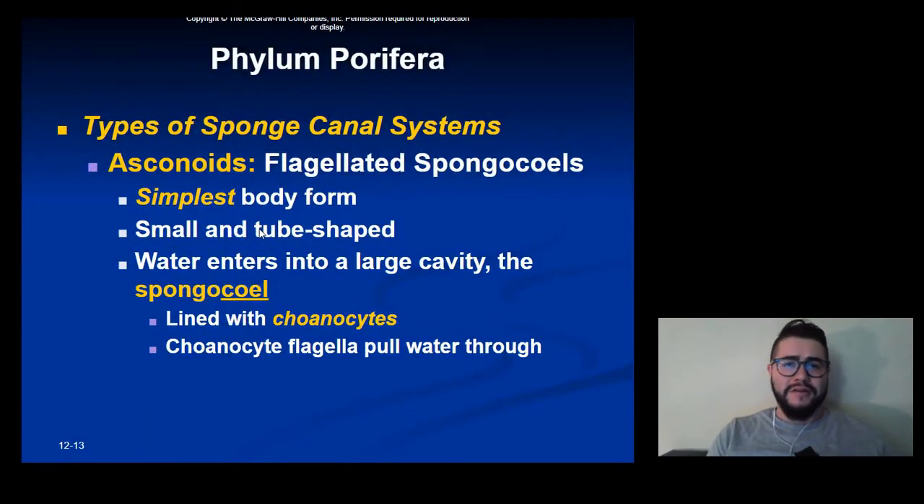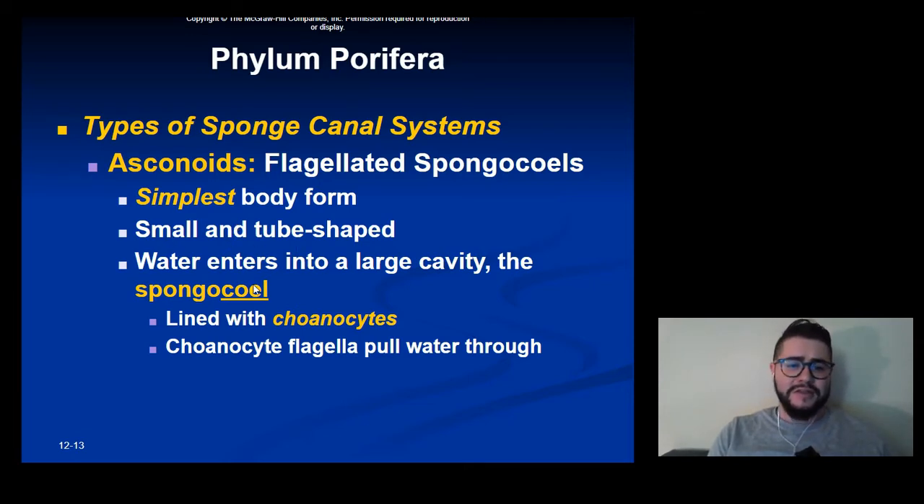In sponges, there are three different types of canal systems that they can have. The canal system is basically how water passes through the sponge. So the most simple form is called an asconoid sponge. It's very simple in terms of its body plan. It's small, it's tube shaped.